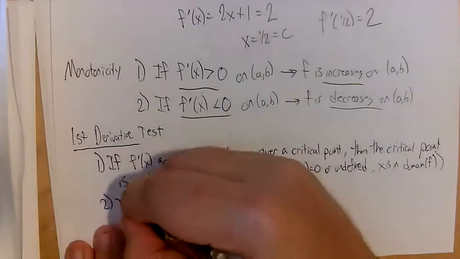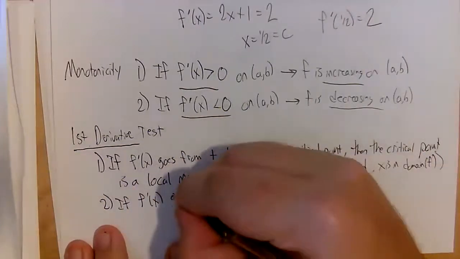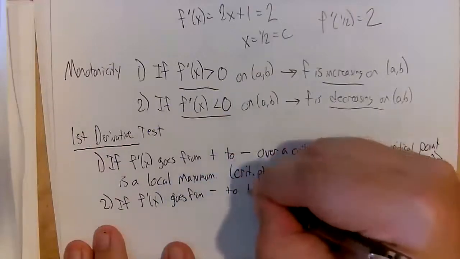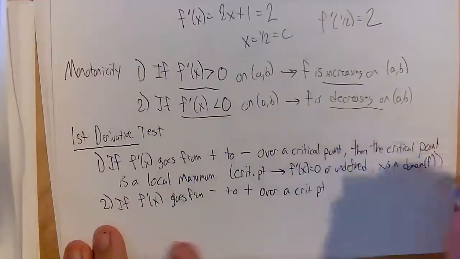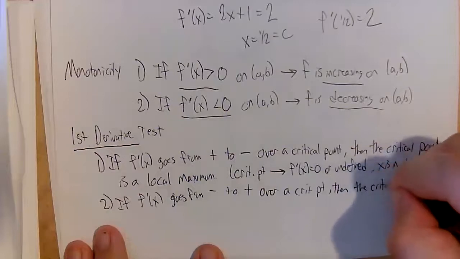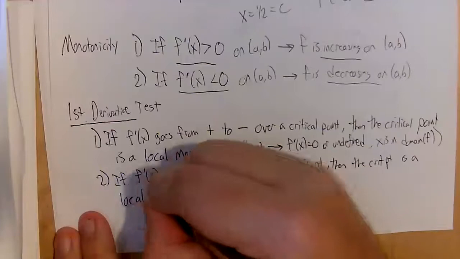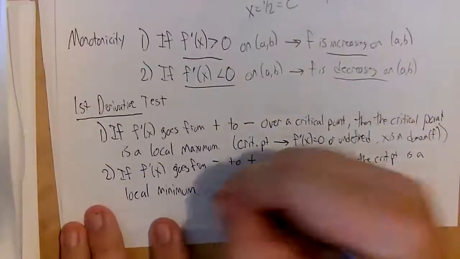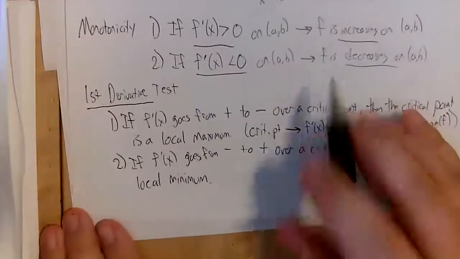And then, as you can imagine, if we have things the other way, over a crit point, then the critical point is a local minimum. All right, so if we go from decreasing to increasing, in other words, we're going to have a local minimum.